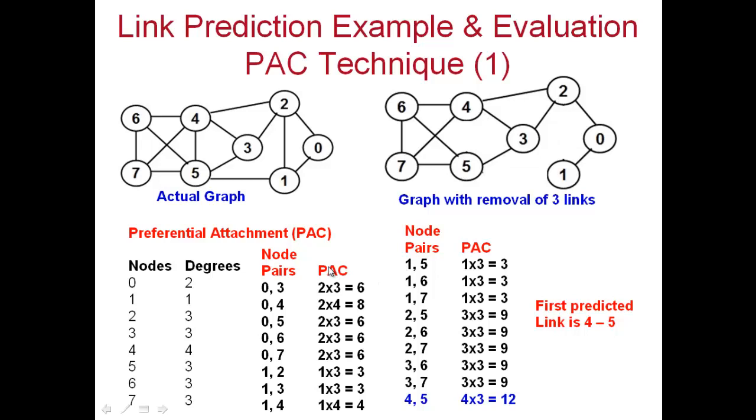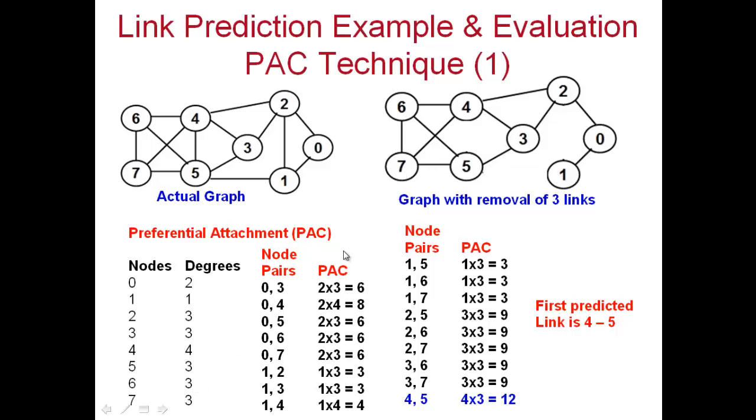Now the preferential attachment technique, the PAC score for a node pair is the product of the node degrees. So on this graph with the three links removed, we'll first find out the degrees of the nodes, and using them we can calculate the PAC score. So for node 0 the degree is 2, for node 1 the degree is 1, for node 2 the degree is 3, for node 3 the degree is 3, for node 4 the degree is 4, for node 5 it is 3, for node 6 it is 3, and node 7 it is 3. So those are the node degrees.